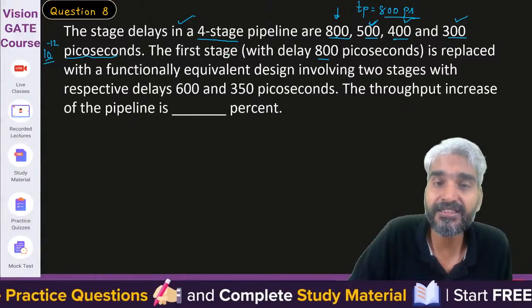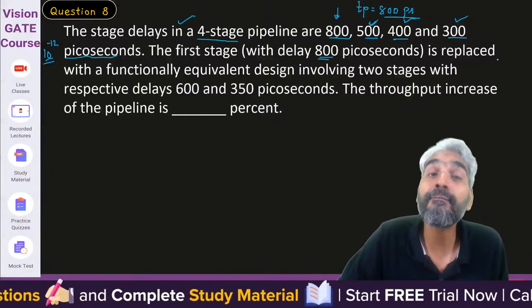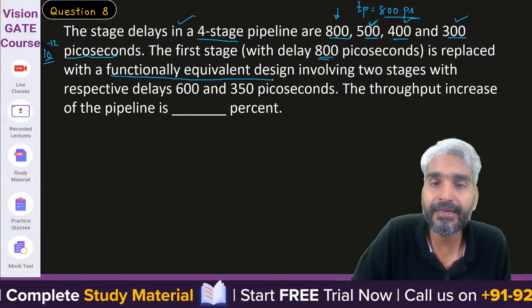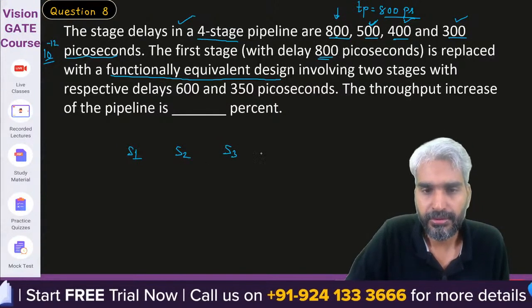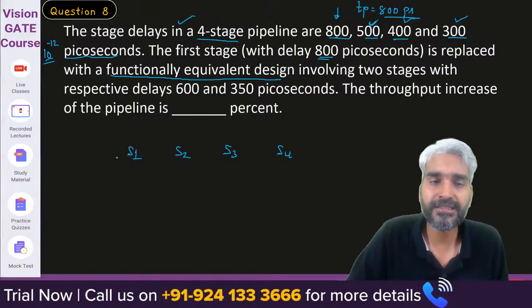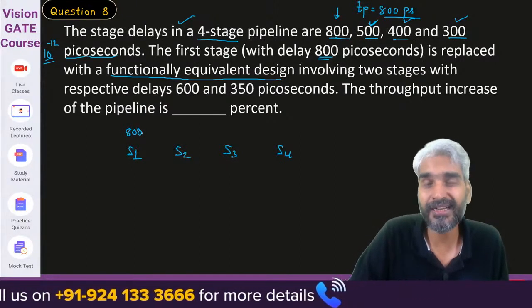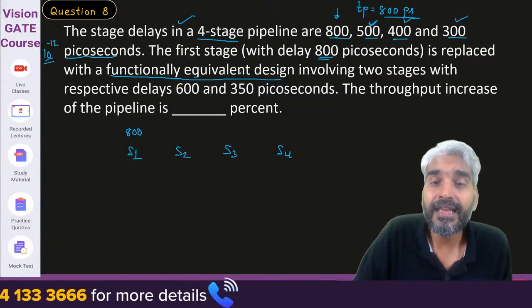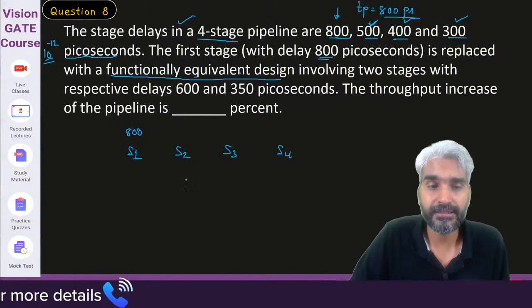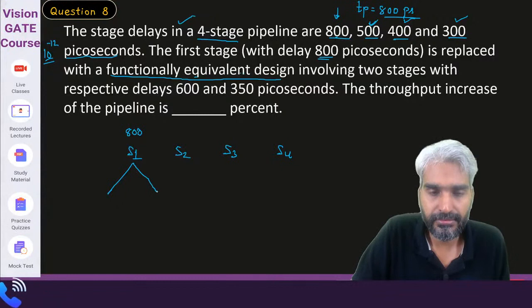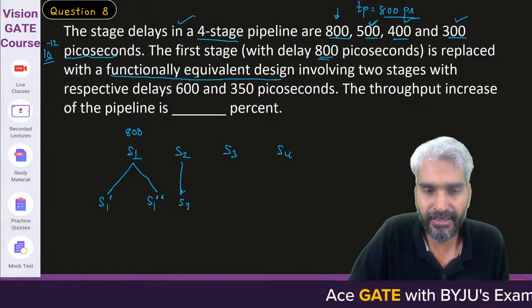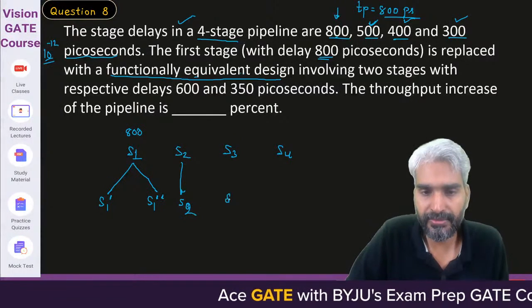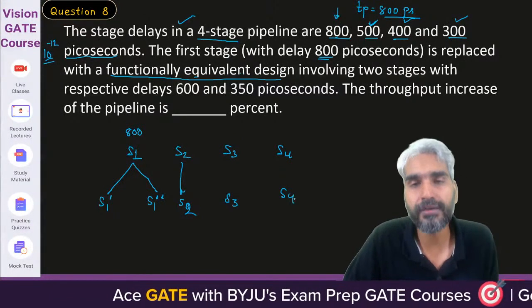So it is saying the first stage with a delay of 800 picoseconds is replaced with a functionally equivalent design. Earlier there were 4 stages: S1, S2, S3, S4. Now this stage S1, which is taking 800 picoseconds, is replaced with a functionally equivalent design involving 2 stages. So now S1 will be replaced by 2 stages, S1 dash and S1 double dash. S2 will remain as it is, S3 will remain as it is, and S4 will remain as it is.